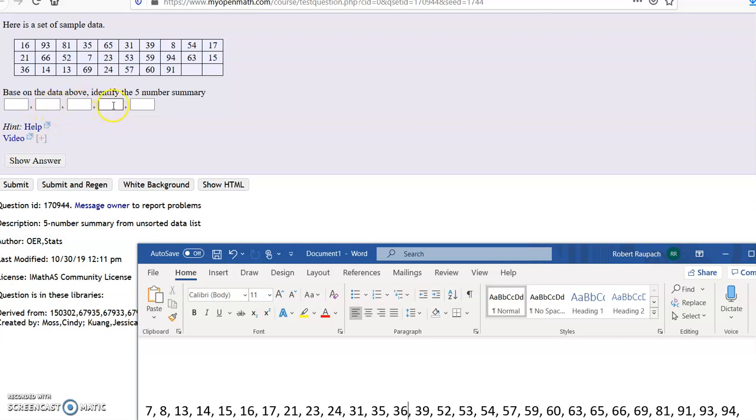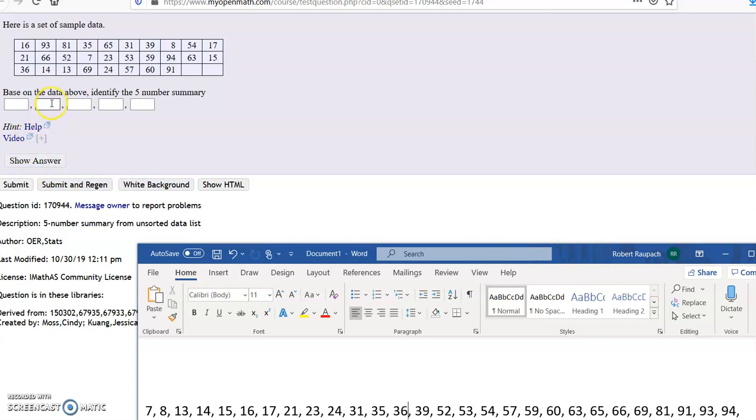These three numbers here are Q1, Q2, and Q3. What do I mean by that? What number represents the 25% of the data? Like, if I have 100 pieces of data, what's the 25th piece if they're in order? What is the 50th piece? What is the 75th piece? So that's what Q1, Q2, and Q3 mean.